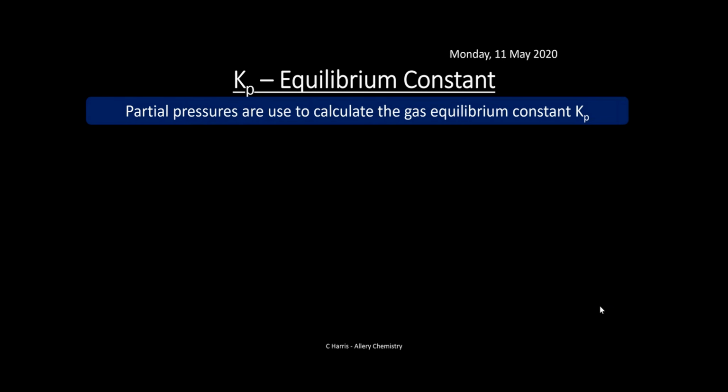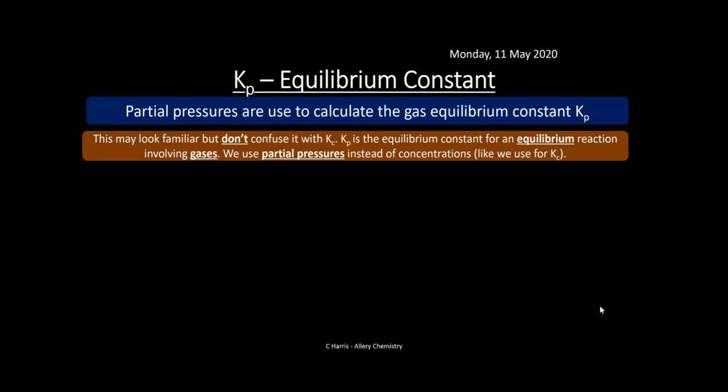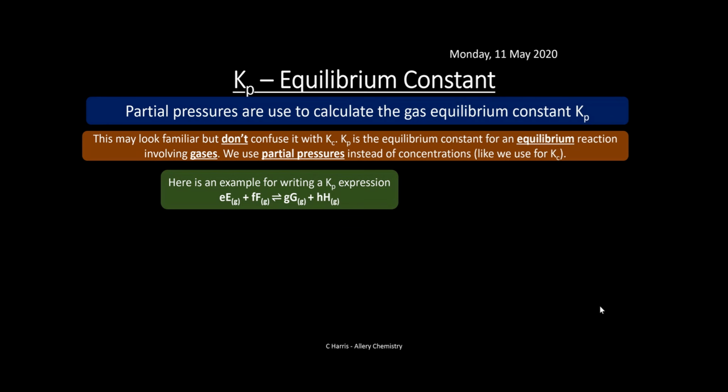Okay, so let's look at Kp, our equilibrium constant. Partial pressures are used to work out the gas equilibrium constant Kp, as we've just seen there. This may look familiar, but we don't want to confuse it with Kc, which we've just seen before. It is similar, but we're using partial pressures here. So if we're using partial pressures, we're dealing in pascals rather than in moles per decimetre cubed, which is concentration. So there's a slight deviation away from that.